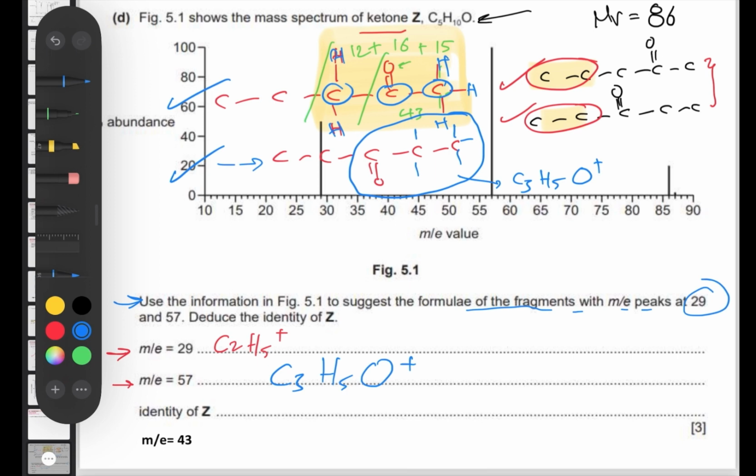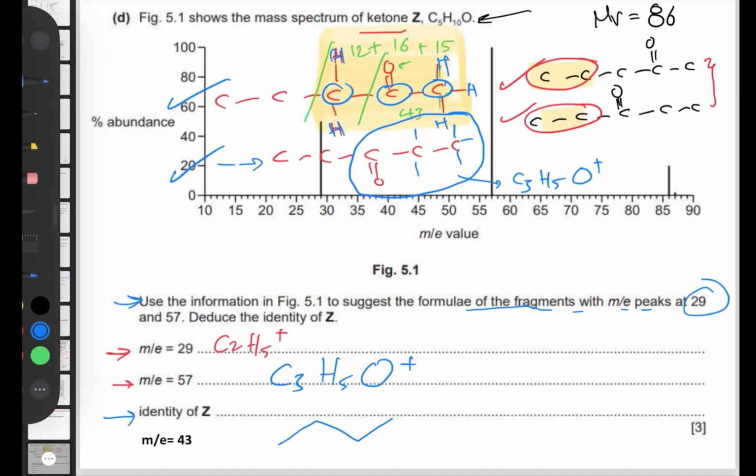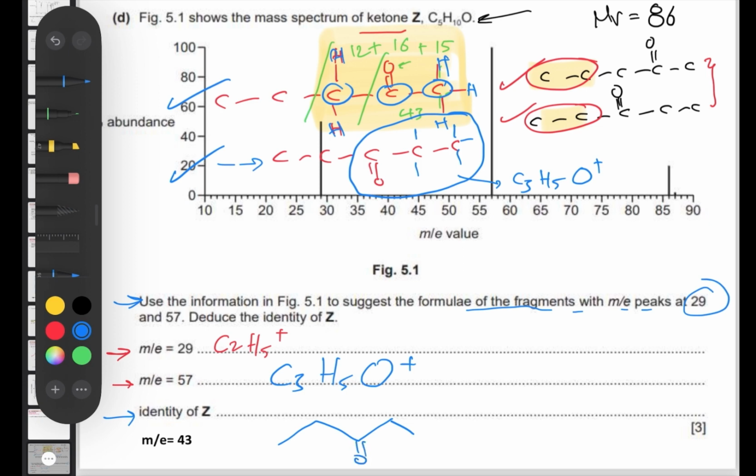And the last question is telling me to identify Z. So it could be two possible answers. You could have this one here, 1, 2, 3, 4, 5, with the double bond in the middle, or it will be on the second carbon. So both work. Why do they both work? Because we can have a fragment of C2H5, and we could have a fragment that contains 57, that includes those groups, like this. So both work, and that's why it works for that.